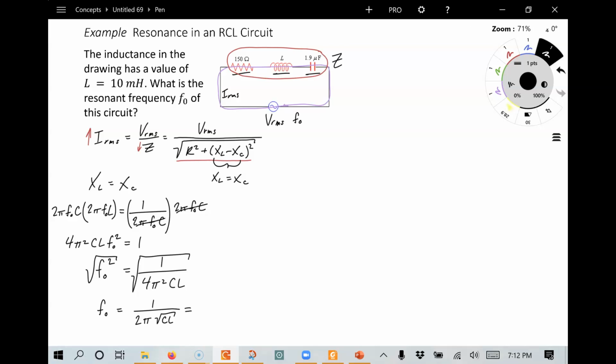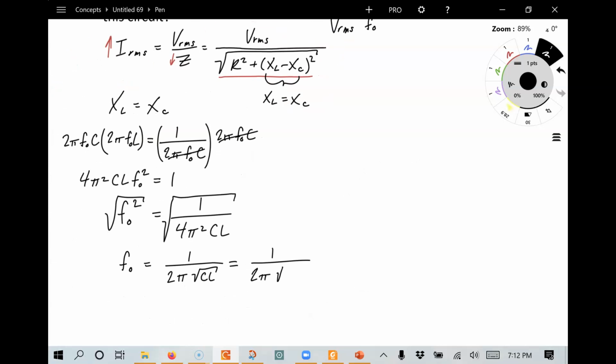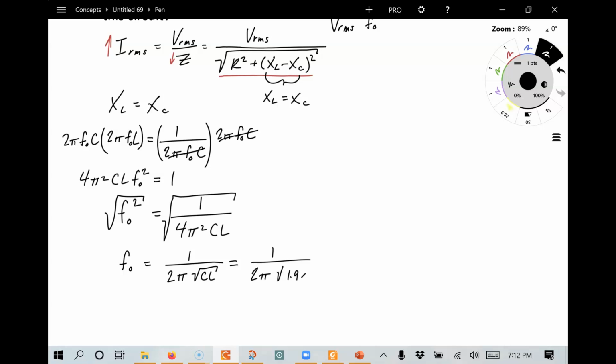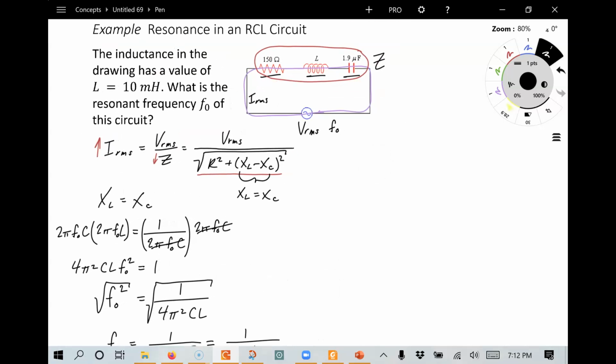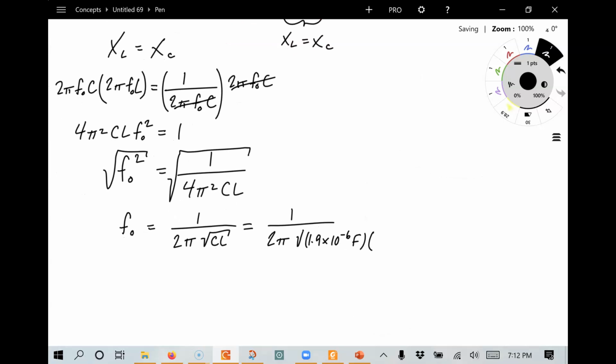Now, in this circuit, we have a value for the capacitance, 1.9 microfarads. Let's make this a little bigger. Micro is times 10 to the minus 6th farads. And for the inductance, we have a value of 10 millihenry. So 10 millihenry, that's 10 times 10 to the minus 3rd henry. We need to take a square root of that term there. And when we do that, we'll end up with the resonant frequency.